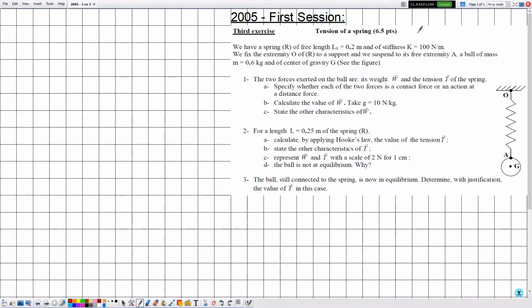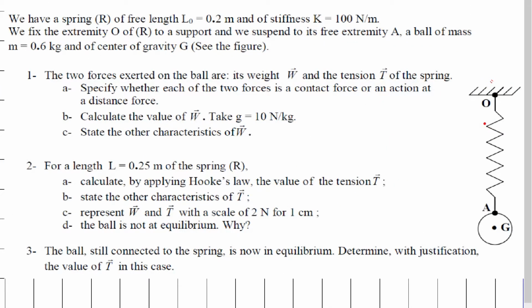We have a spring R of free length L0 equal to 0.2 meters, and of stiffness K equal to 100 newtons per meter. We fix the extremity O of R to a support and we suspend to its free extremity a ball of mass M equal to 0.6 kilograms and of center of gravity G, see the figure. Then they mention the figure, now we can use it.